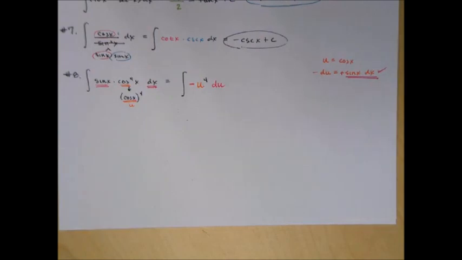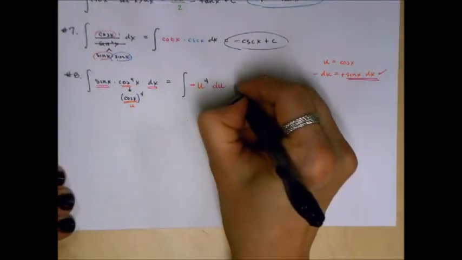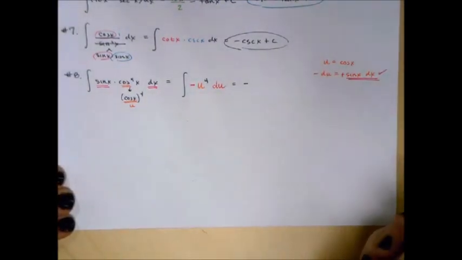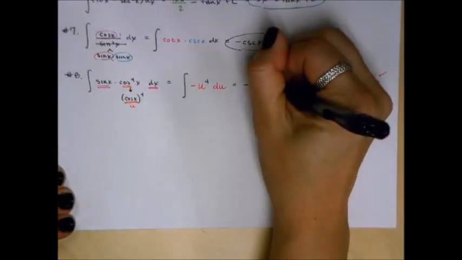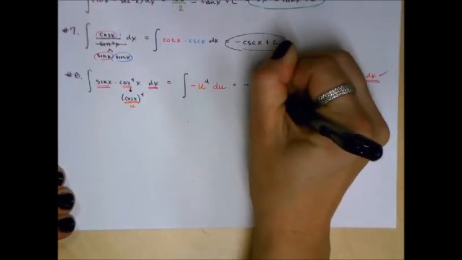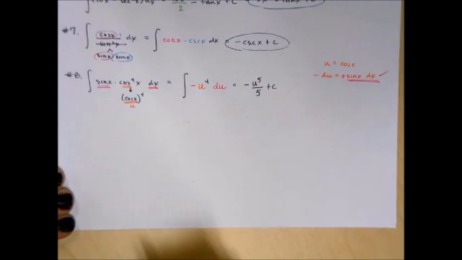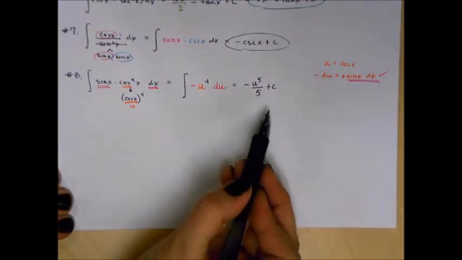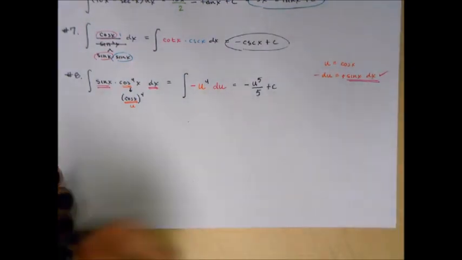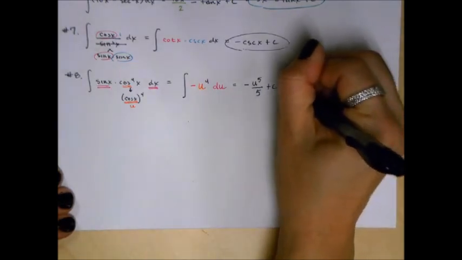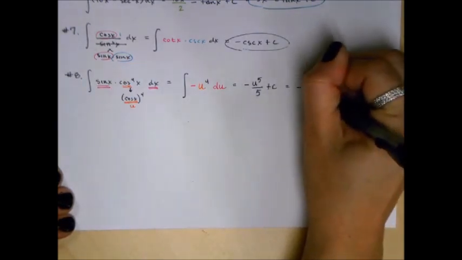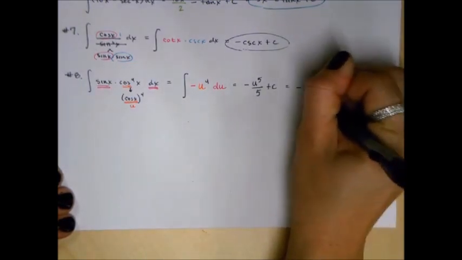So I have my negative 1 coefficient. We get u to the 5th over 5 plus c. That's it for integrating. We're just going to substitute cosine back in place of u. So I now have negative cosine to the 5th x over 5 plus c. And that's my answer.